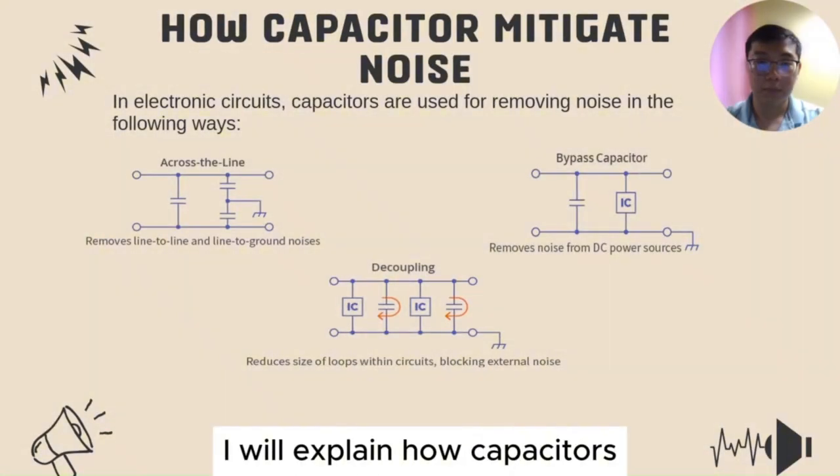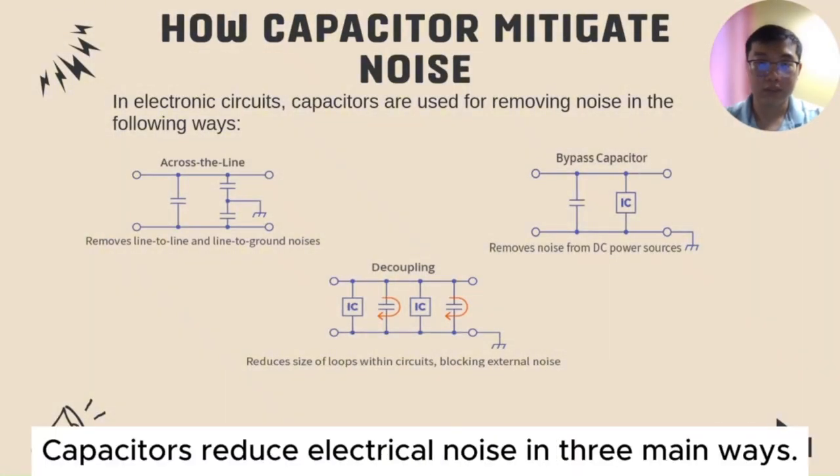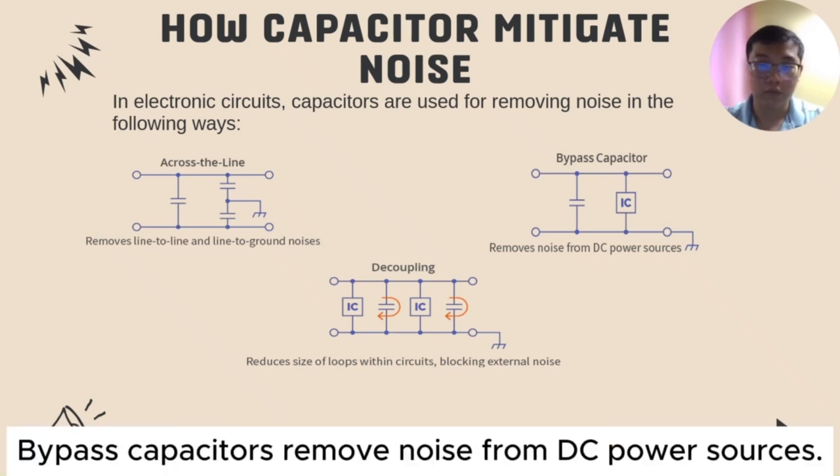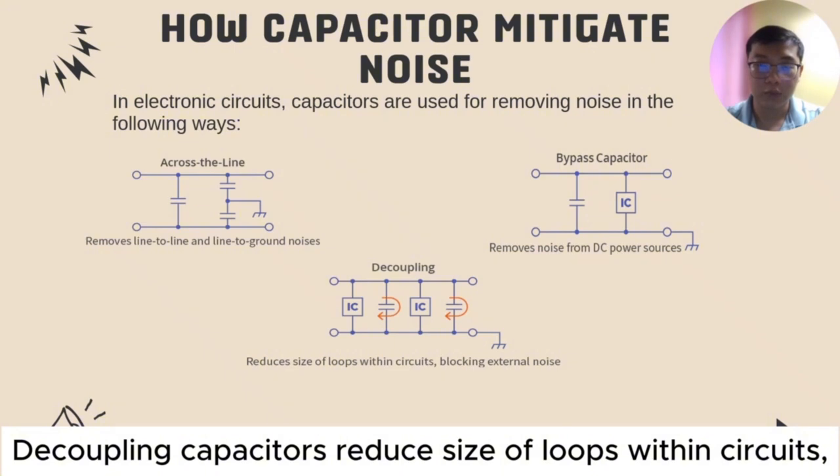Hi, I'm Roland. I will explain how capacitors help to reduce electrical noise in a circuit. Capacitors reduce electrical noise in three main ways. Across the line, capacitors remove line-to-line and line-to-ground noises. Bypass capacitors remove noise from DC power sources. Decoupling capacitors reduce the size of loops within circuits, blocking external noise.